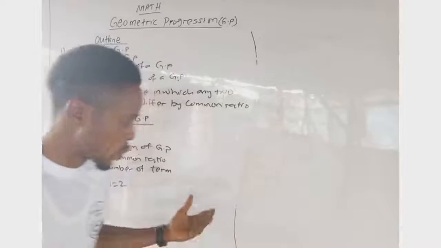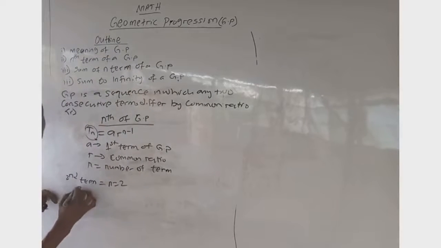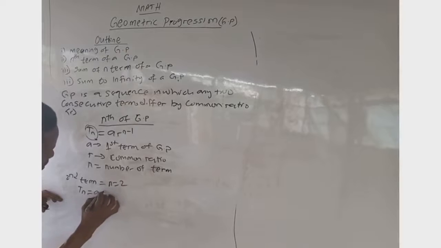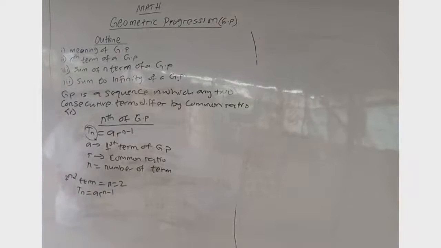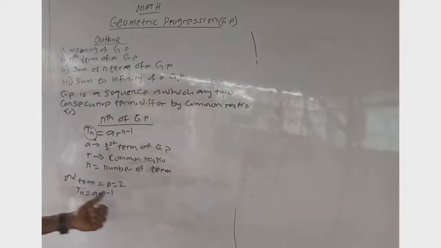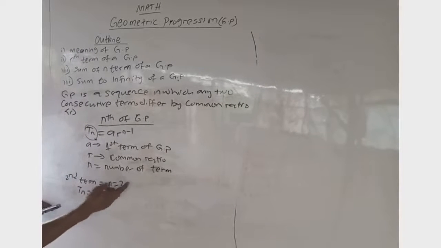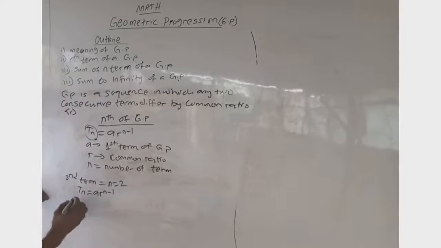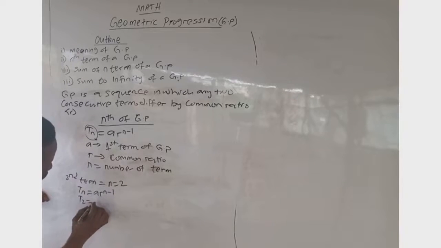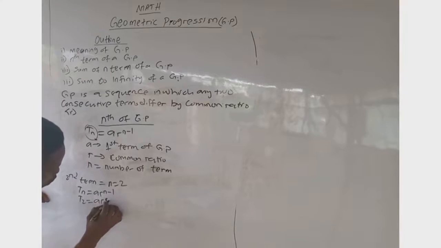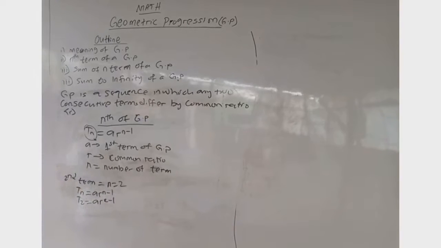So let's go to it. We have Tn is equal to a r raised to n minus 1. To calculate the second term of GP, where n is equal to 2, we place 2 in place of n. So this became T2 is equal to a r raised to 2 minus 1. Now 2 minus 1 gives us 1.